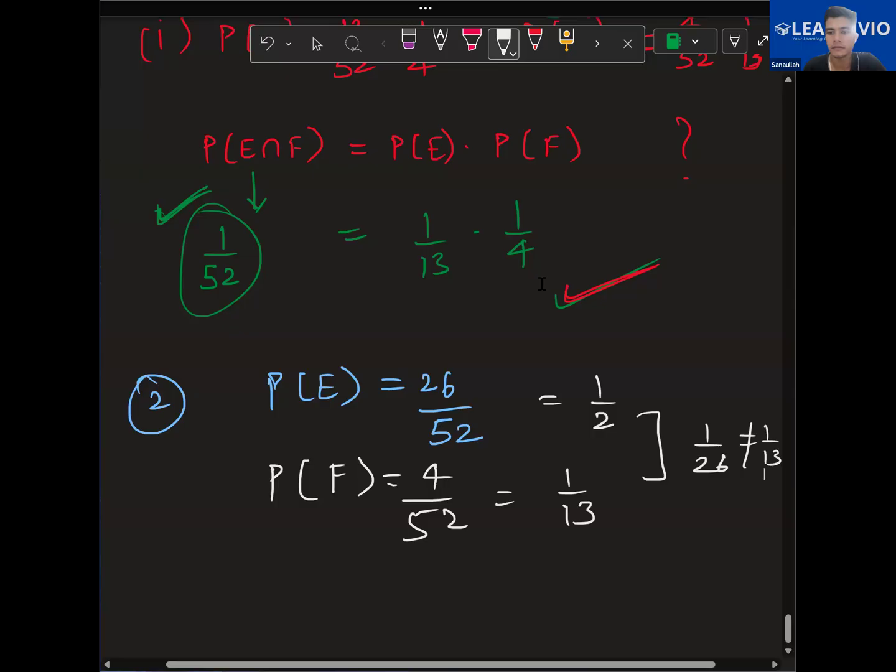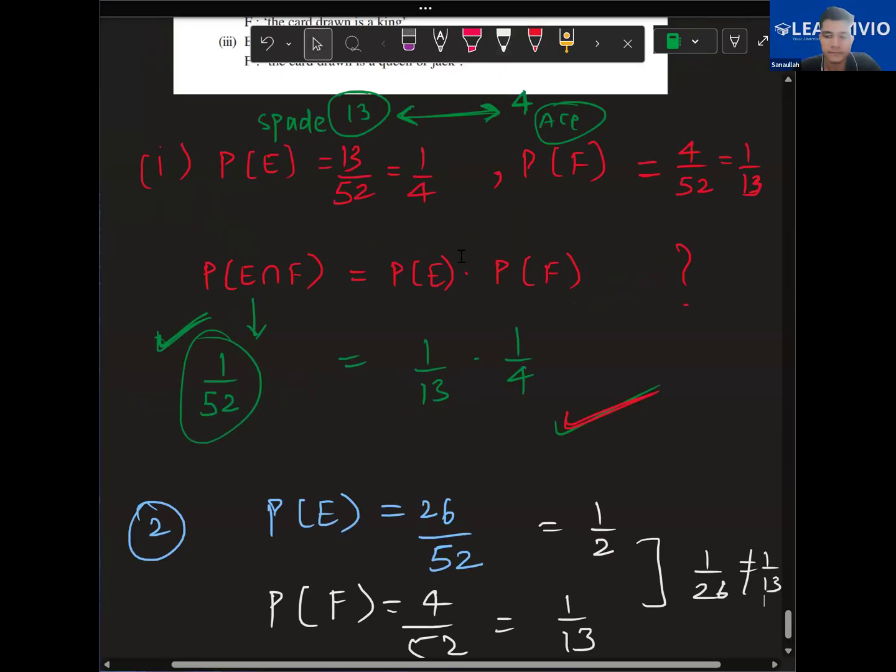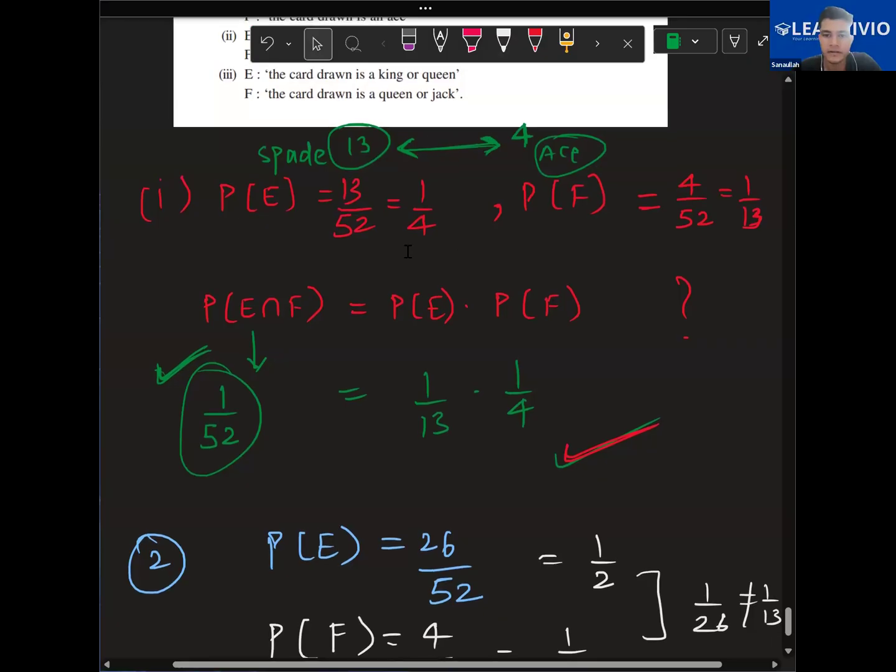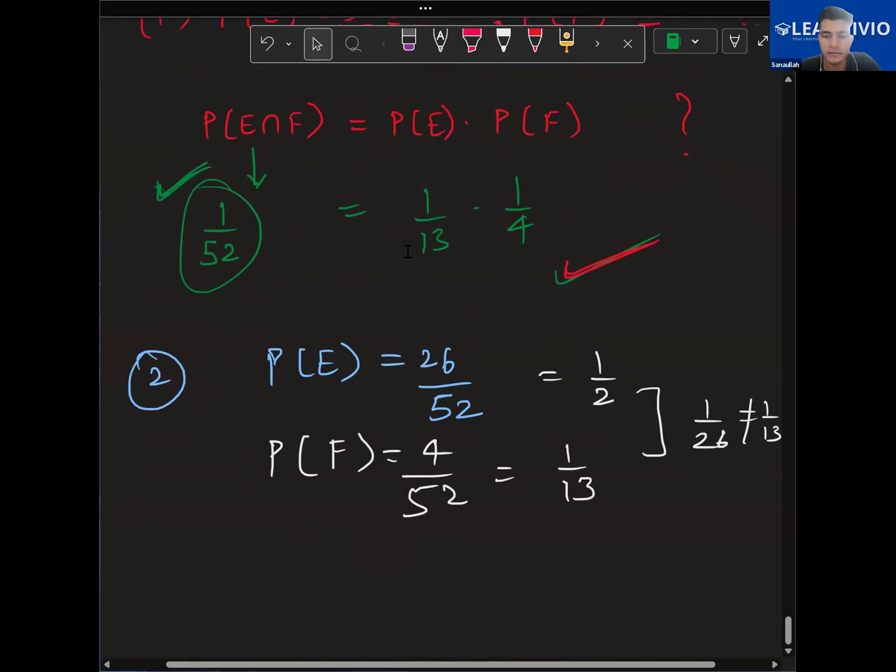So similarly, we can do the last one also. Queen, या तो किंग है या तो क्वीन है. इसको कैसे करोगे? Try the third one.